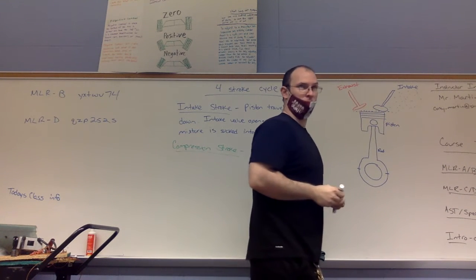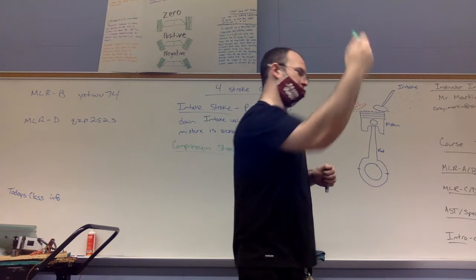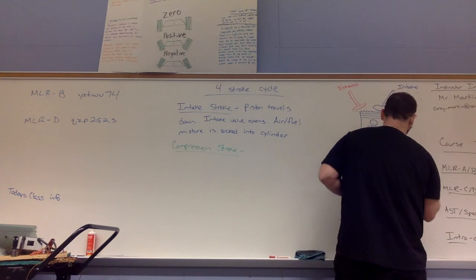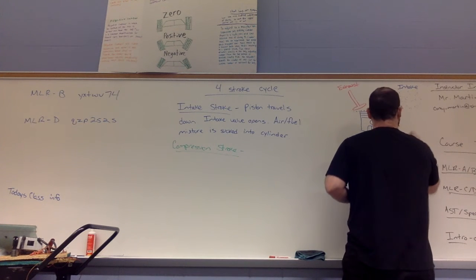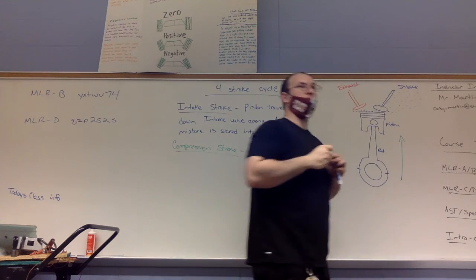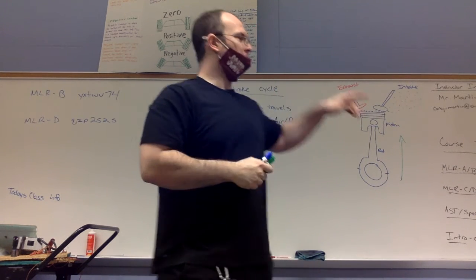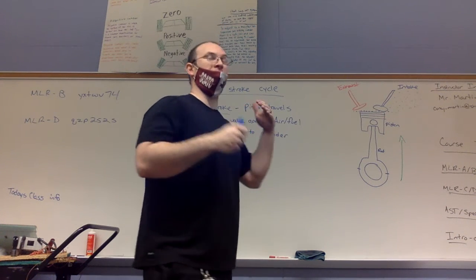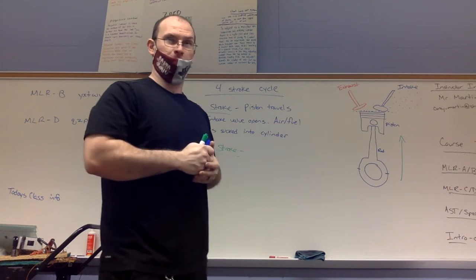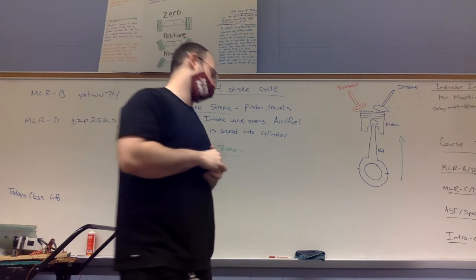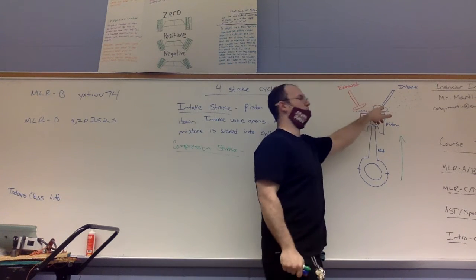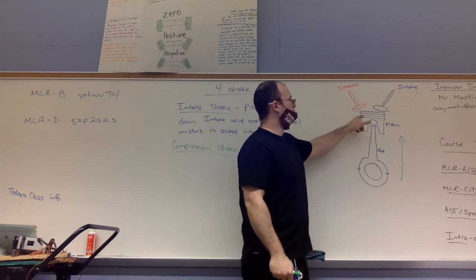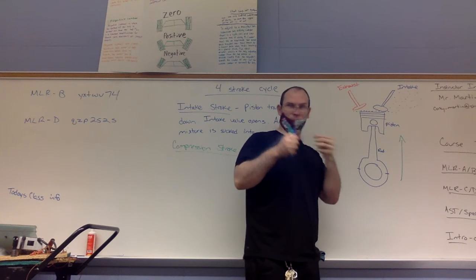On the compression stroke, our piston is going to be traveling up. Okay? And during that compression stroke, that intake valve is going to close, so it is going to seal up that cylinder. We no longer have a low pressure area. Both of these valves are going to be closed. These rings are sealing against the cylinder wall.